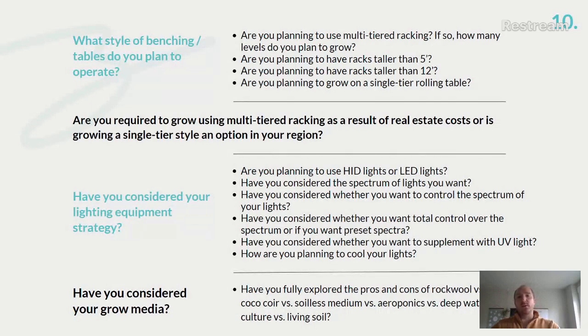for two main reasons. Number one, from a cost perspective, your capital expenditures for growing multi-tier, to grow 1 square foot of multi-tiered canopy are going to be roughly $60 to $80 a square foot. Relative to growing single tier, you're going to be somewhere between $15 and $20 a square foot in a CapEx setting. So it's 3 to 4x from single tier to multi-tier.